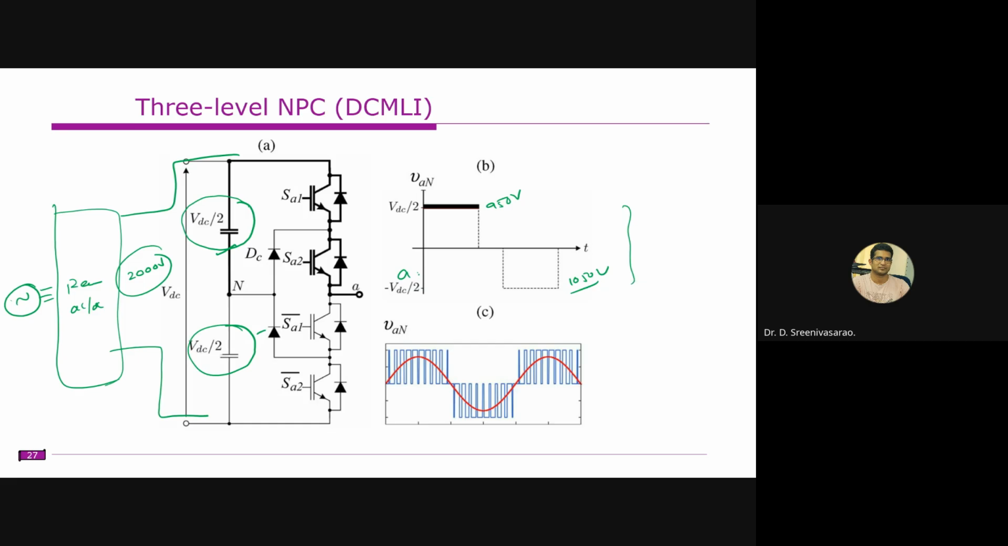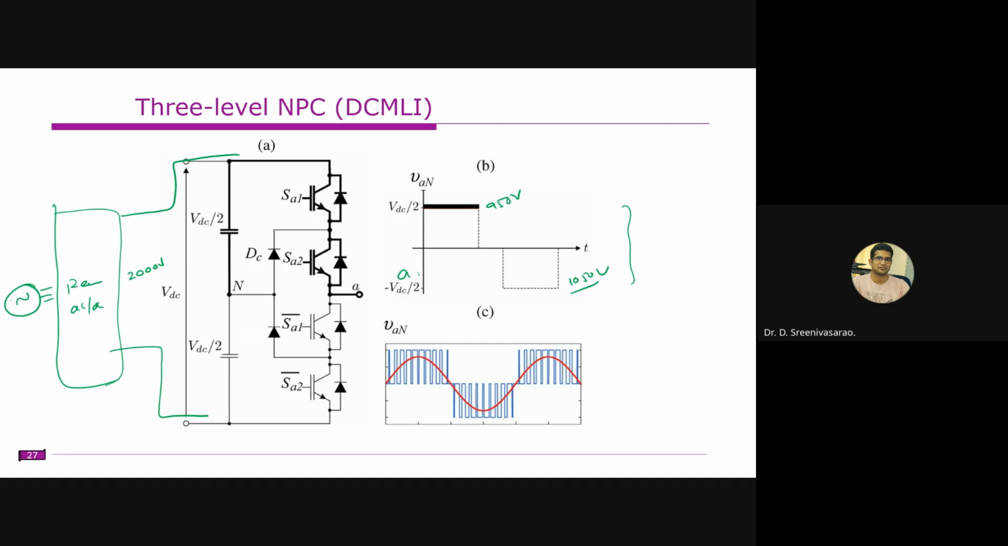If this deviation is there, the waveform has some DC offset, right? And sometimes this capacitor will be fully charged and this capacitor will be undercharged. Why all these things happen is that we don't have control over it, because depending on the current direction, this capacitor will be charged or discharged. This problem is known as capacitor unbalance or the neutral point voltage balance. There will be some deviation in the capacitor voltages because the charging and discharging times are not uniform.